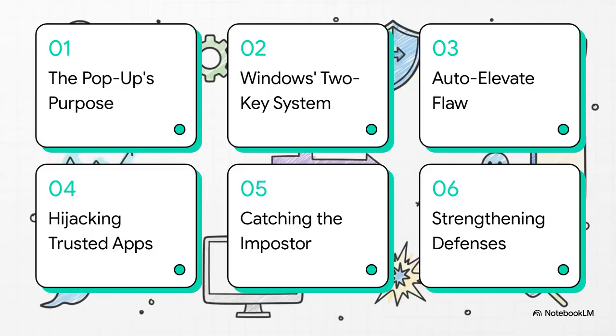So here's our game plan. First, we'll get into why that annoying pop-up even exists. Then we'll check out Windows' cool two-key system and find its one big weakness, the auto-elevate feature. From there, we'll see how hackers hijack trusted programs, how we can catch them red-handed, and finally, what you can do to beef up your own defenses.